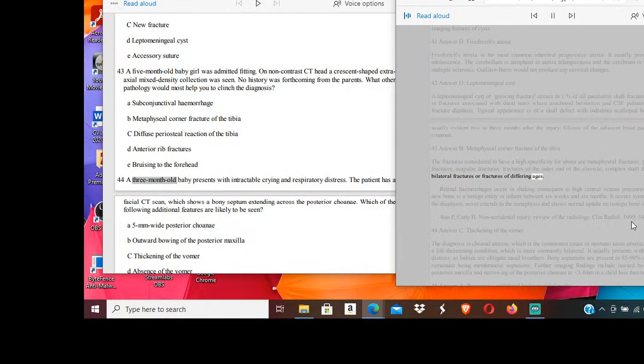Fractures of differing ages are suggestive of abuse. Retinal hemorrhages occur in shaking consequent to high central venous pressures. Periosteal new bone is a benign entity in infants between 6 weeks and 6 months. It occurs symmetrically in the diaphysis, never extends to the metaphysis, and shows normal uptake on isotope bone scan.